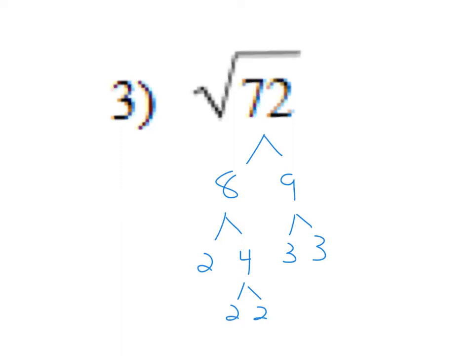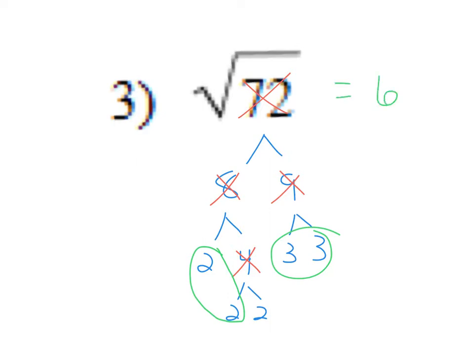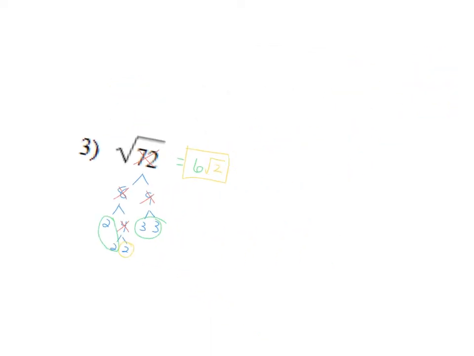So now if I look at these guys here, again, don't use the ones you broke down. Just look at your endings. So when I look at my endings, I have a pair of 2s, I have a pair of 3s, so 2 times 3 is 6 on the outside, and then I have this poor little 2 left over on the inside, so root 2 is left over on the inside, and that's your solution.